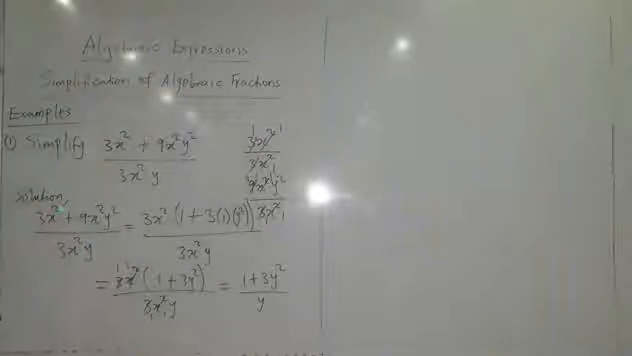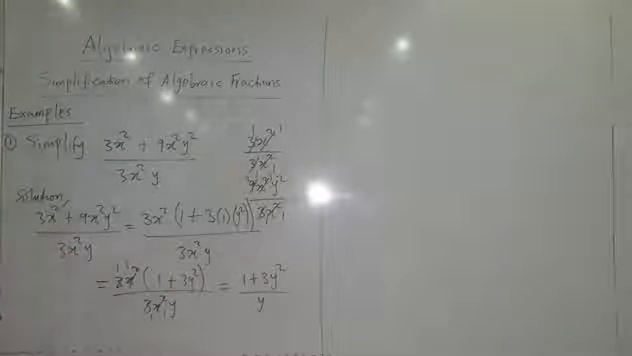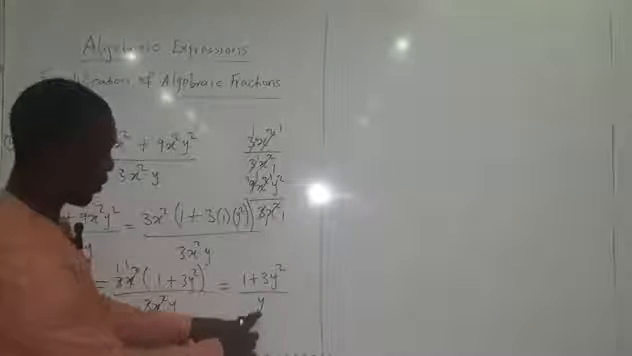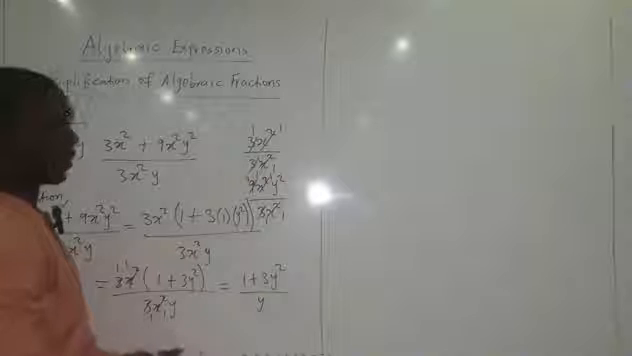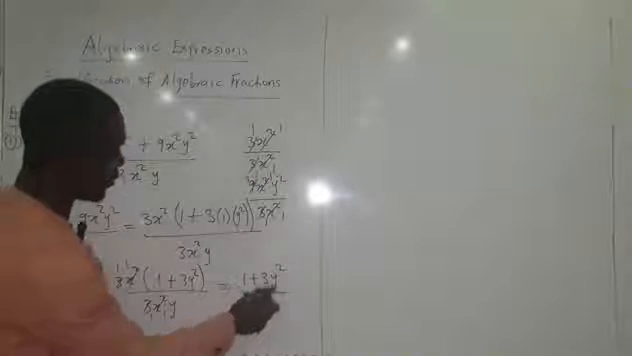So we can leave our answer like this, or you can still simplify further, but don't go and cut y from the denominator and y from the 3y squared. What you need to do is use y to divide each of these terms.